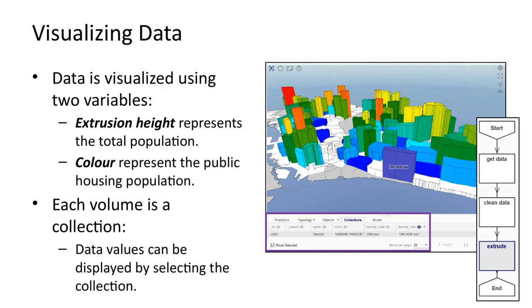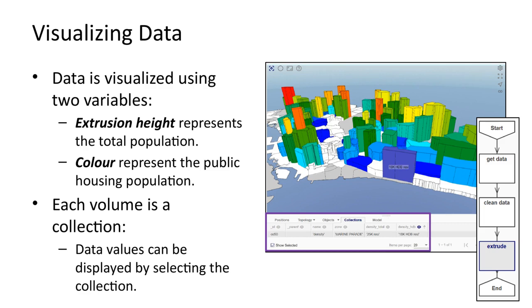A simple loop is then created that extrudes each polygon upwards. The extrusion height represents the total residential population and the color represents the residential population in public housing. Red means high levels of public housing, while blue means low levels.